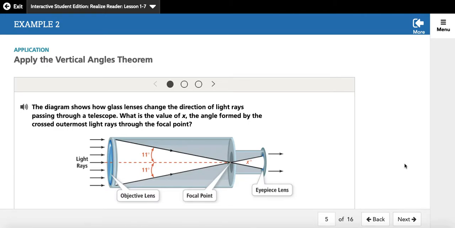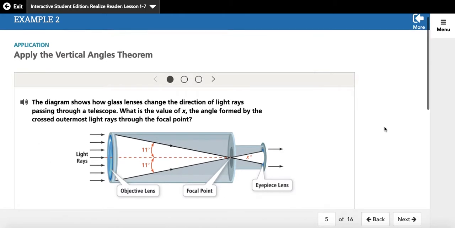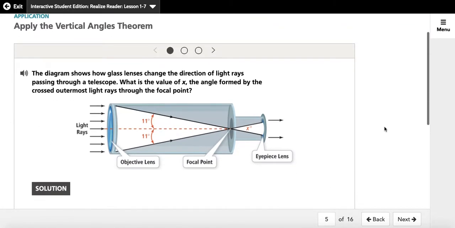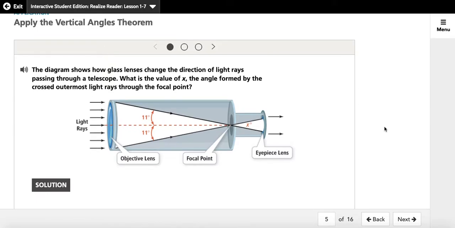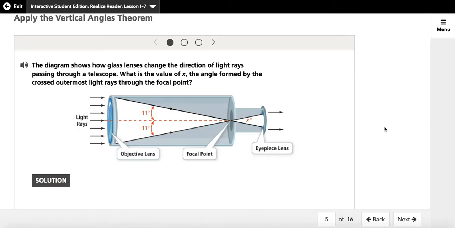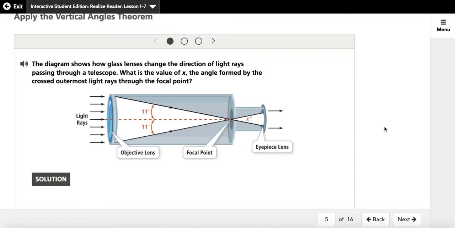Hello, this is a video for example 2 for Geometry Topic 1, Lesson 7. We're going to apply the vertical angles theorem to some problems. That vertical angles theorem is what we learned in example 1 along with proofs. We're going to stay away from the proofs and just deal with the vertical angles theorem.